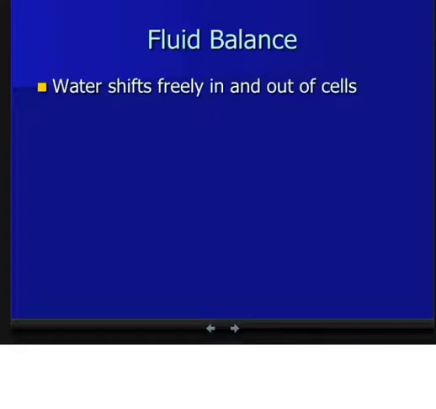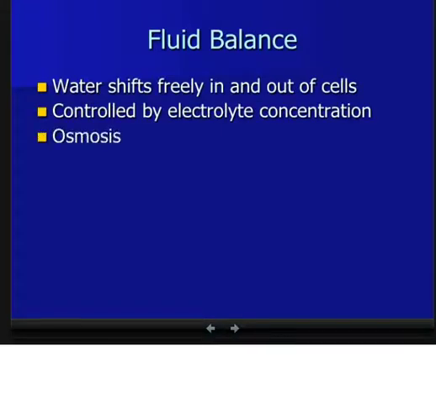Water shifts freely in and out of cells, and it's controlled by electrolyte concentration. Osmosis is the driving factor, and remember that when we're talking about osmosis, we're talking about the flow of water down its concentration gradient, and this is driven by the principles that govern the second law of thermodynamics, which states that given no energy input into the system, objects will tend to arrange themselves in the lowest energy configuration. And so what water tends to do is flow away from an area where it's highly concentrated towards an area where it has very little concentration.